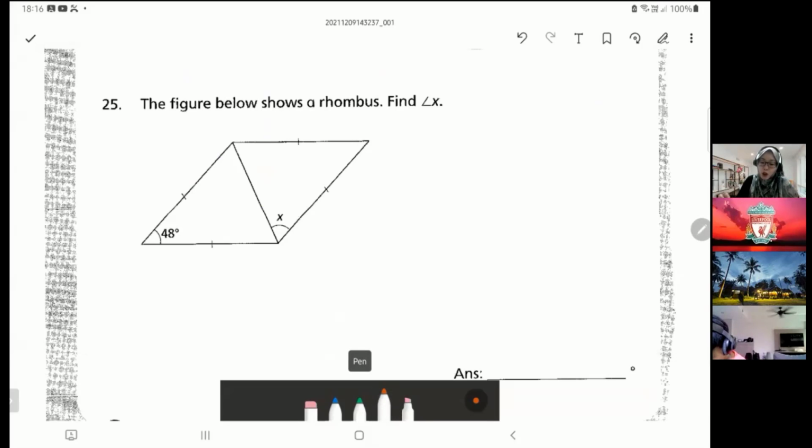The figure below shows a rhombus. Find angle X. So you have a rhombus, which means you can see that all the sides are the same. Can you see all the sides are the same? Okay. And then you can see these lines.